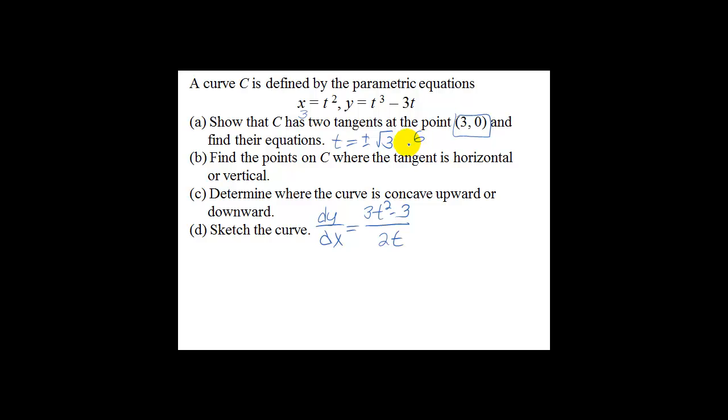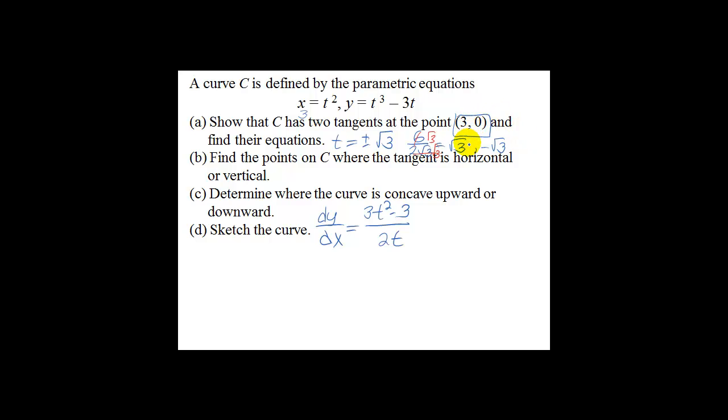So that's going to be 6 over 2 square root of 3. If we rationalize that, multiplying top and bottom by the square root of 3 and simplifying, that's simply going to be the square root of 3. So the slope of the tangent to the curve at the point (3, 0) is the square root of 3. Or if we put in negative square root of 3, we're going to get the same thing for the numerator and a negative in the denominator, so the other possibility would be negative square root of 3.